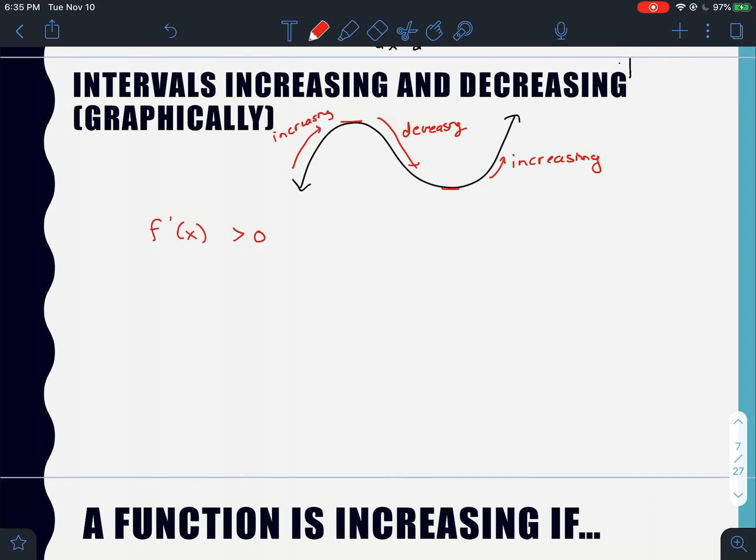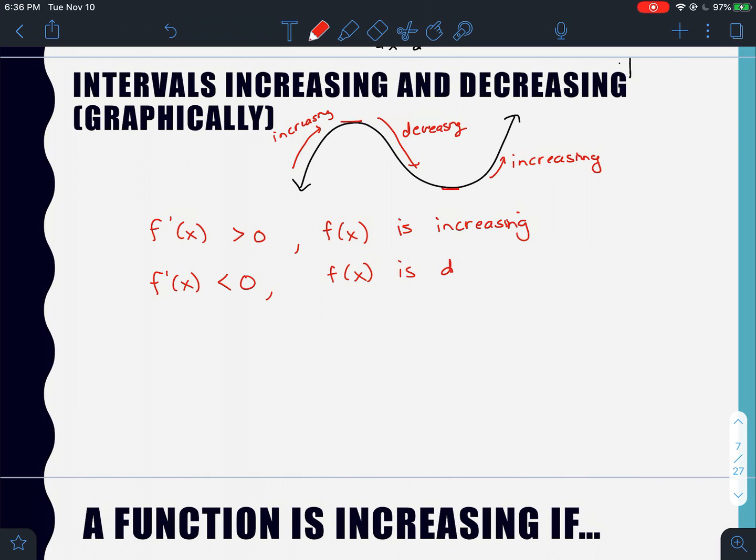So to figure out where a graph is increasing or decreasing, you look at the slopes of the tangent lines. When the derivative is positive, that means that the slope of the tangent lines are positive. So f of x would be increasing. So if f prime of x is greater than 0, or if the derivative is positive, then f of x is increasing.